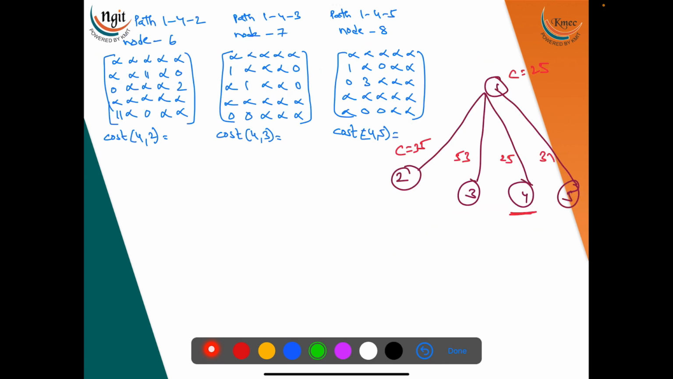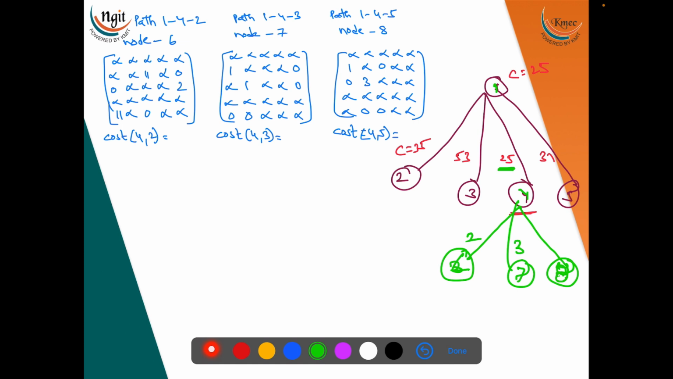Among these, what is the minimum? 25 is the minimum. Now again we'll explore from 4. The tour from 1 to 4 has already been completed. Now he can go from 4 to 2. Let's assume node numbers 6, 7, 8. Node 6 describes visiting from 4 to 2, then 4 to 3, and 4 to 5. So now find the cost of 4 to 2, 4 to 3, 4 to 5.